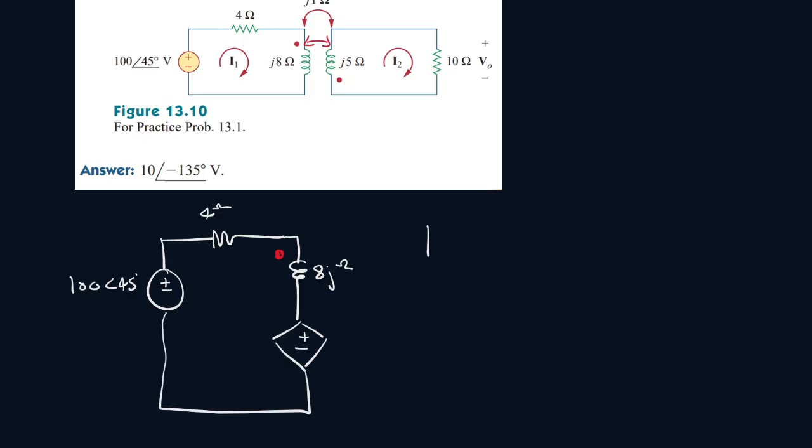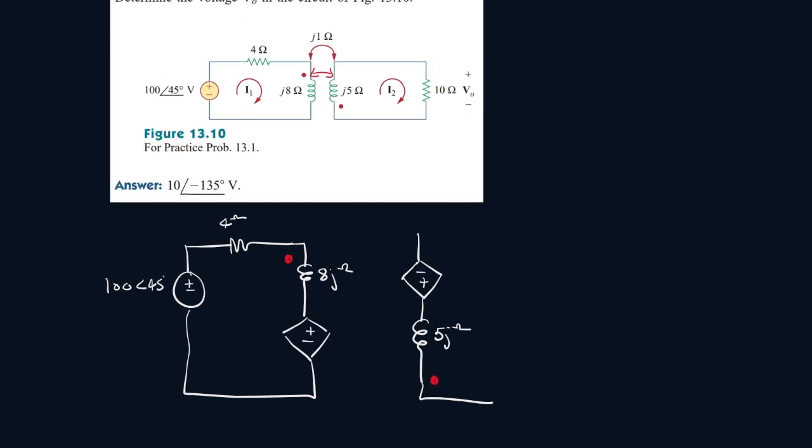And then for the other part, we're going to put a dependent source here, and an inductor here. This is 5j ohms. The red dot is down here, so the positive port is going to be facing down, and then we have the negative port up here. And then we draw the rest of the circuit. So this is 10 ohms, this is VO. We're trying to solve for this value here.